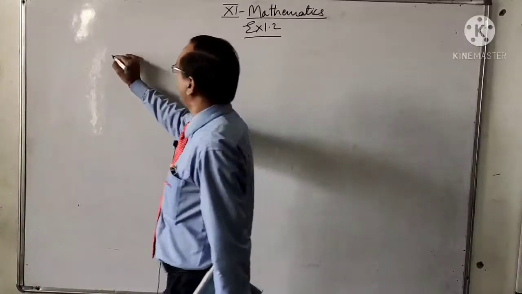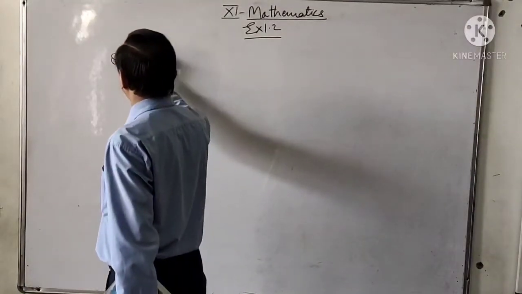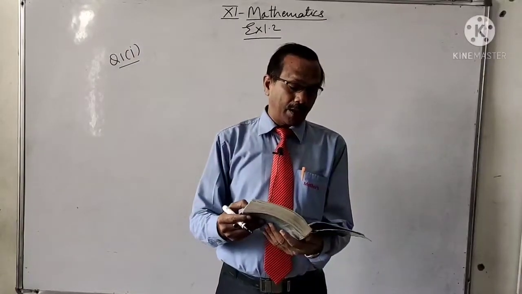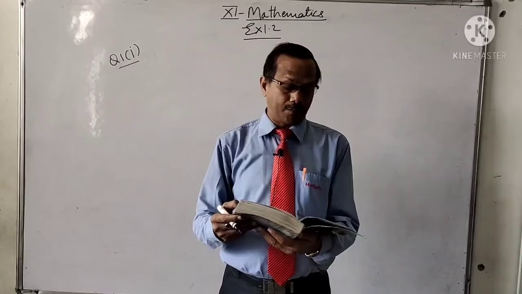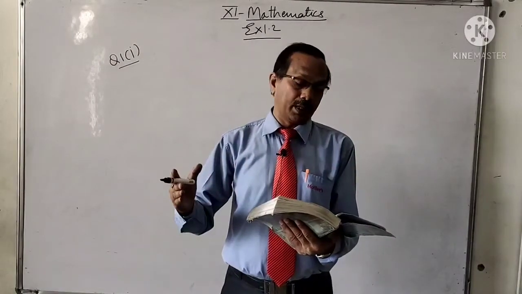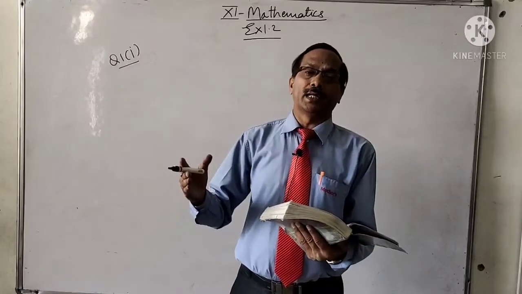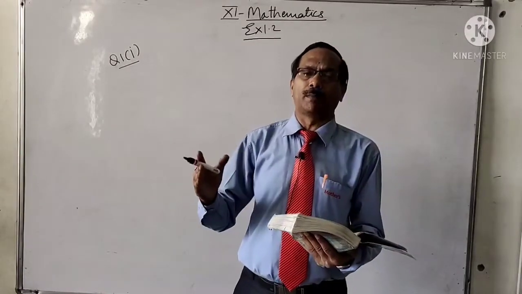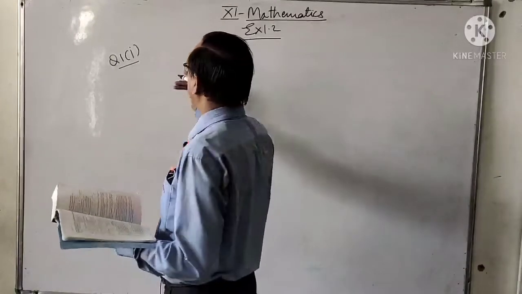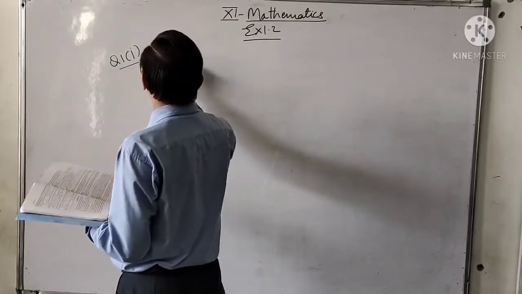Question number 1, first part. Which of the following are examples of null set? First part, set of odd natural numbers divisible by 2. Student, it is the null set because odd numbers cannot be divided by 2. So it is the null set.